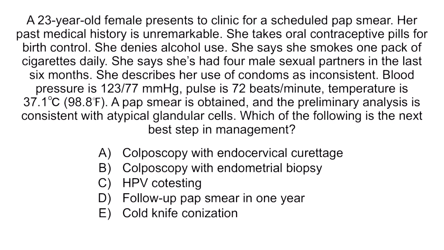Let's conclude this lecture with a multiple choice question. A 23-year-old female presents to clinic for a scheduled pap smear. Her past medical history is unremarkable. She takes oral contraceptive pills for birth control. She denies alcohol use. She says she smokes 1 pack of cigarettes daily. She says she's had 4 male sexual partners in the last 6 months. She describes her use of condoms as inconsistent. Blood pressure is 123/77, pulse is 72, and temperature is 37.1 degrees Celsius. A pap smear is obtained, and the preliminary analysis is consistent with atypical glandular cells. Which of the following is the next best step in management?